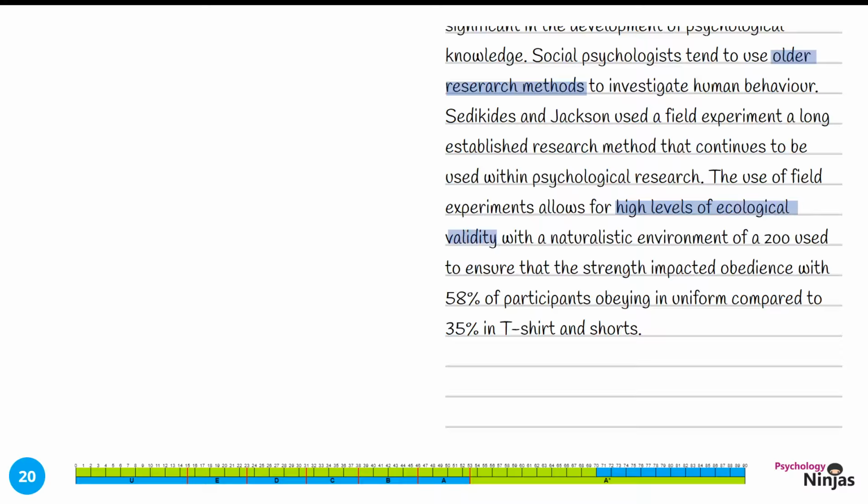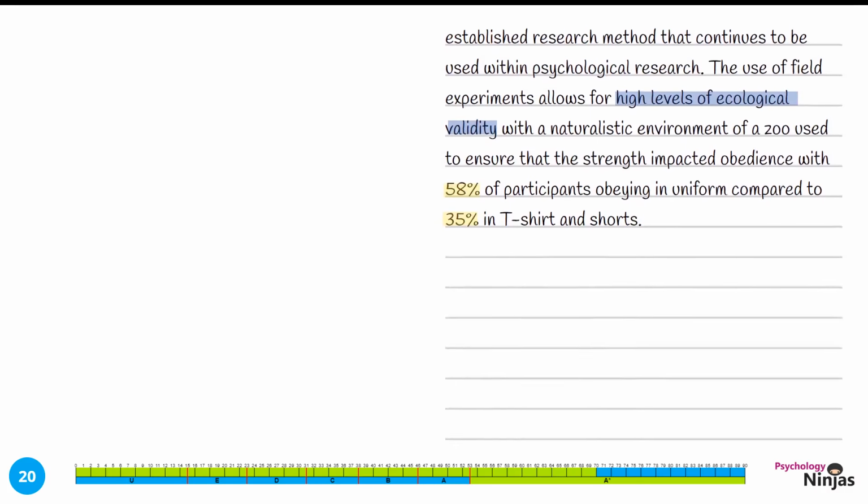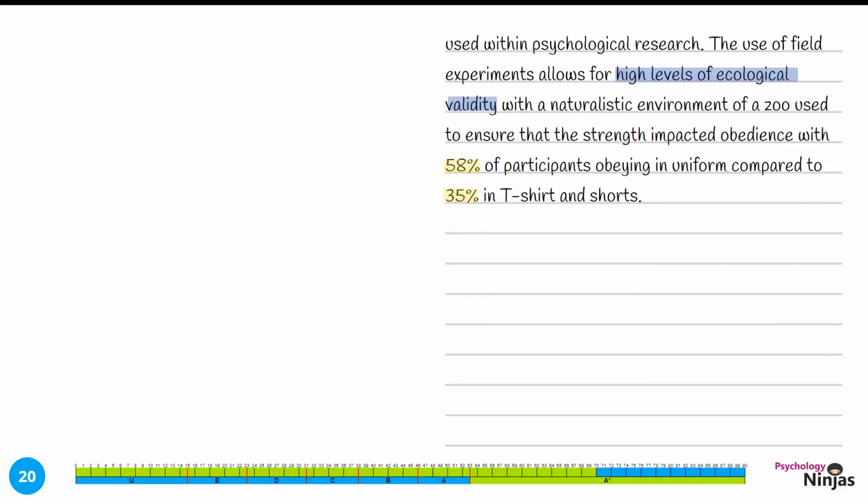We've used some specific examples from social psychology in terms of Siddiquis and Jackson, and we've illustrated our knowledge of this particular study by giving specific findings. This would boost our AO1 marks, showing knowledge about that particular area of research. We're going to continue this by saying other older research methods that social psychology relies on.